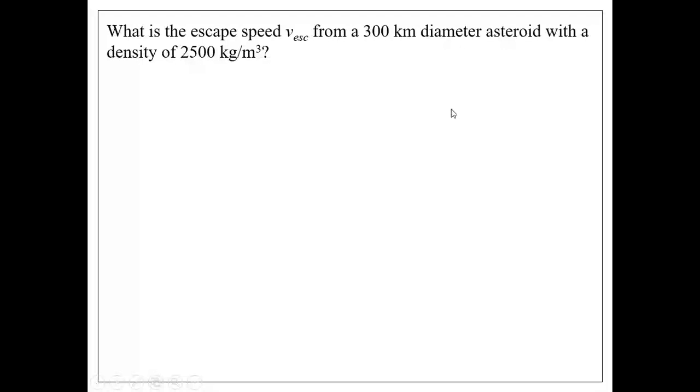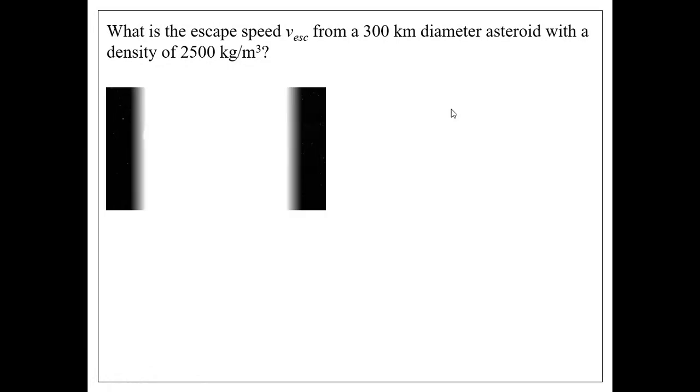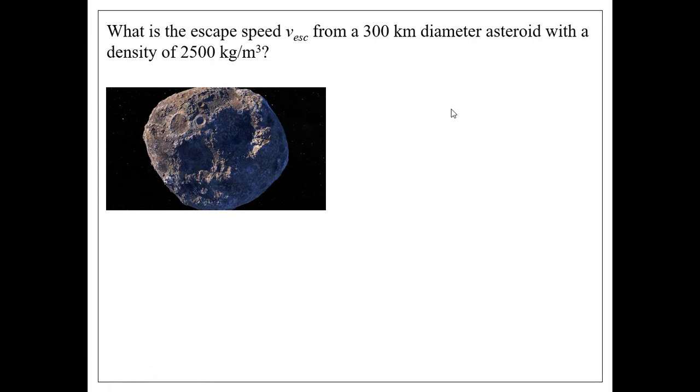In this particular problem, it's pretty straightforward. It's just: what is the escape speed from a 300-kilometer diameter asteroid with a density of 2,500 kilograms per meter cubed? So here is a visual just to help you visualize. Here's an asteroid, and then here I've just called this particular length R.